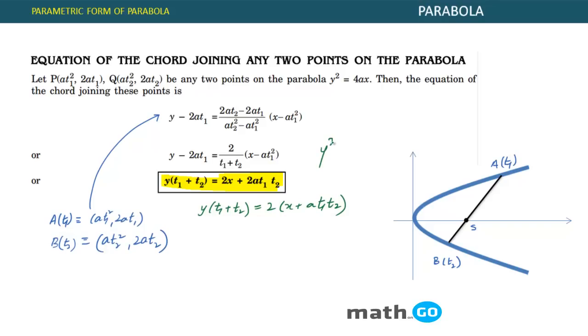Remember again, we are trying to solve this for y square equal to 4ax. This is the standard parabola that we have taken, right? You have to remember this, okay?